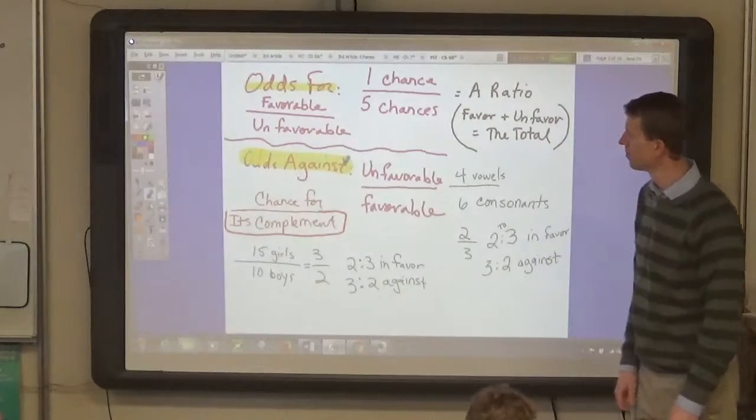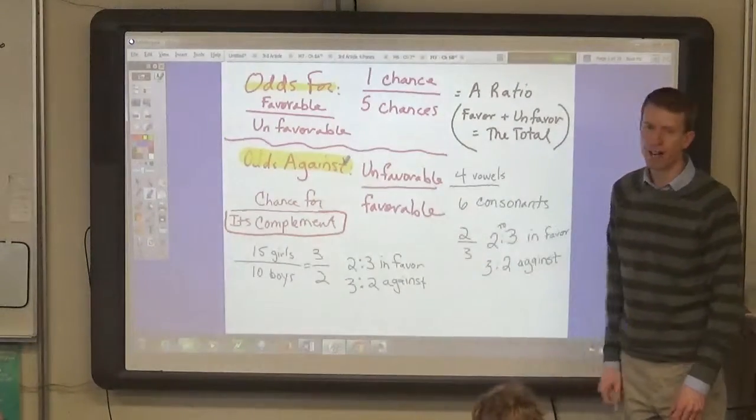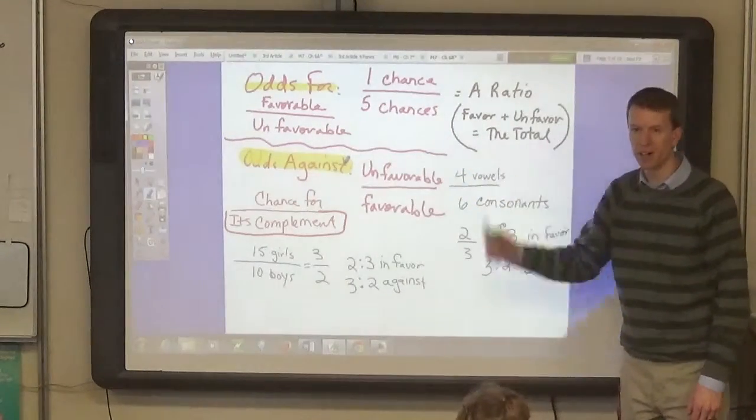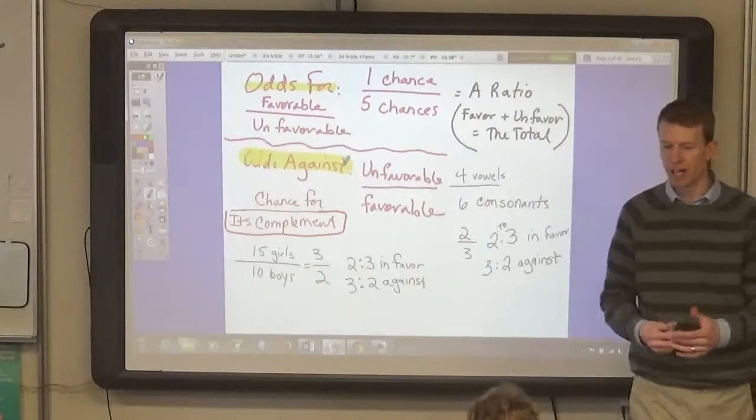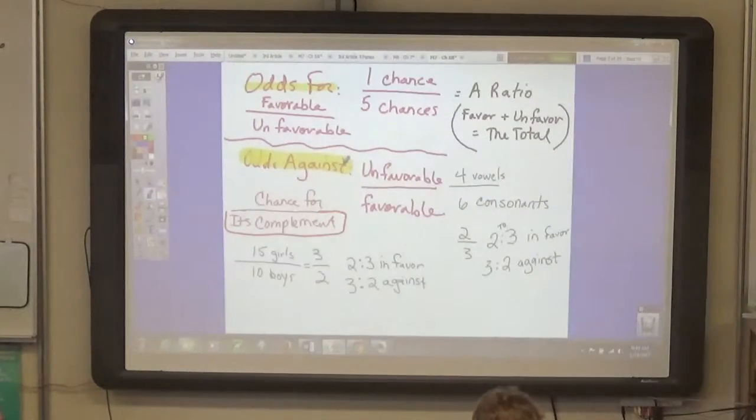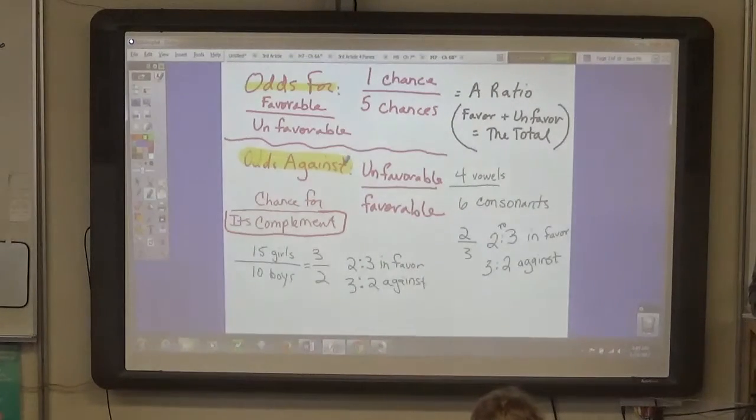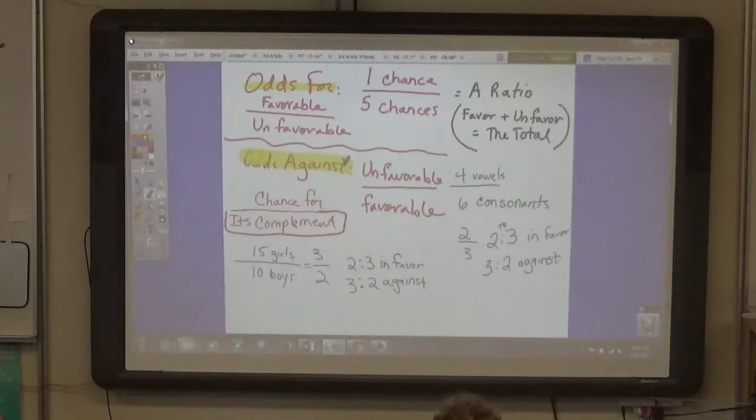The odds against rolling a 5 would be 5 to 1. Sometimes you might hear that the odds for something happening is 5 to 1 odds. You may have heard something like that, given the odds for over the odds against, or the odds against over the odds for.